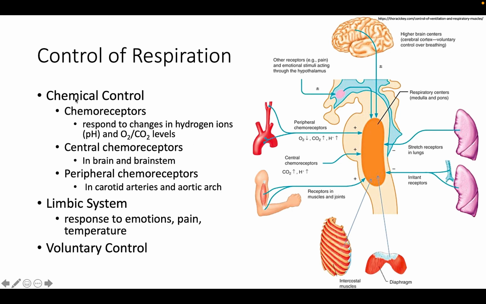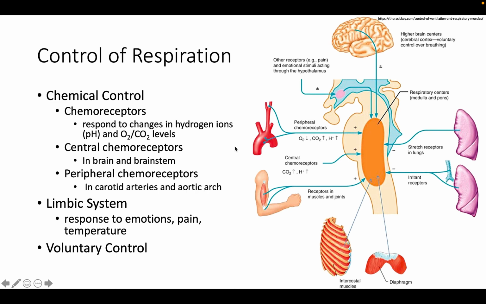So we're starting off on chemical control here. The concentrations of chemicals are sensed by chemoreceptors. And as you recall, carbon dioxide is a waste product of cellular respiration and can be toxic. So a central chemoreceptor is one that is a specialized receptor that is located in the brain and the brainstem, whereas a peripheral chemoreceptor will be one that is specialized and located in the carotid arteries and the aortic arch here.